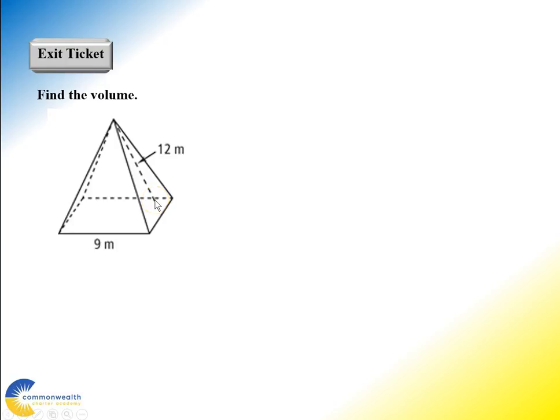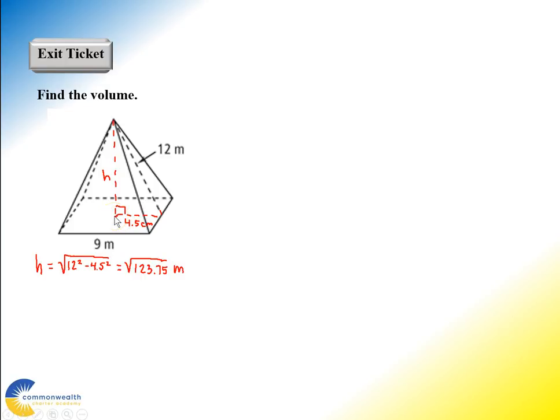And what you're being shown here is that the slant height is 12 meters. With the slant height being 12 meters, the slant height is something I use for surface area. It's not as useful for finding volume. So I'm going to need to find the height. So I had to construct a right triangle in here, realizing that this vertex is right over the center of my square base.